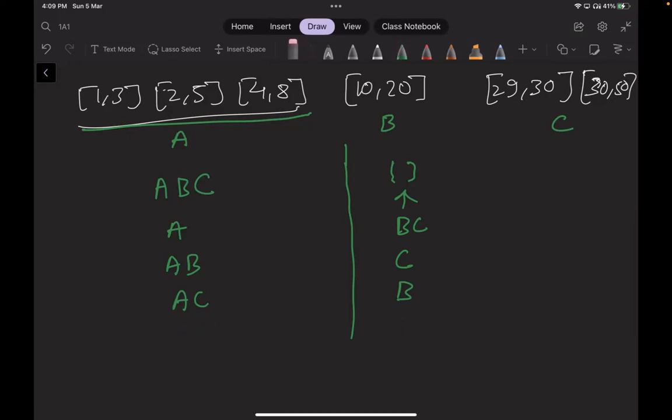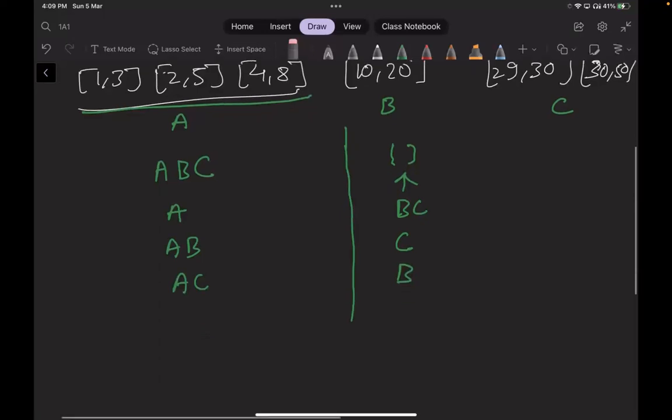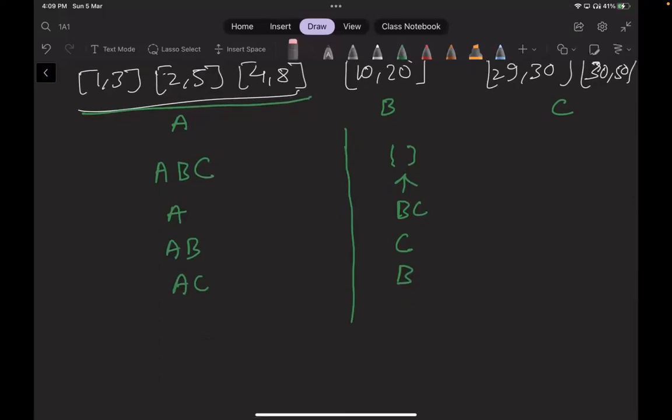Then we can have empty on this side. That is also kind of a mirror image: empty on the first group and ABC on the second. Then can we have B on the left? B and C is done. So what we can do is take all the subsets of size 1 first.